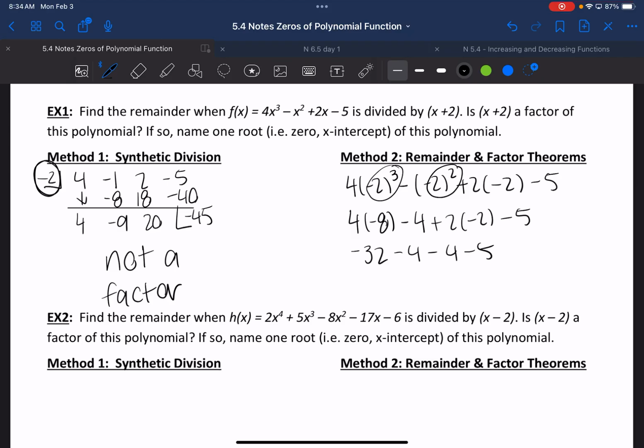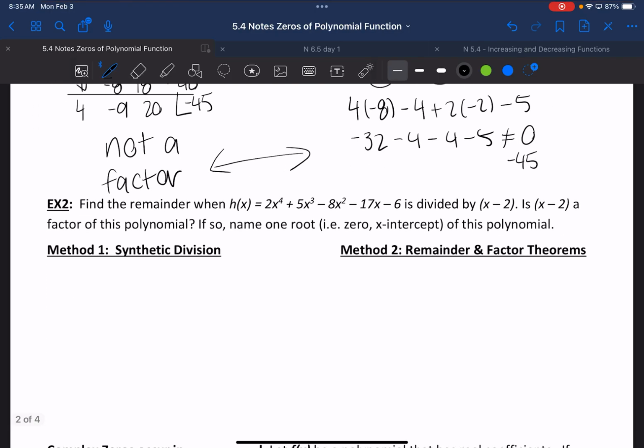But are we going to end up getting 0? No. So it does not equal 0. I believe we get, what, negative 45? Yeah, so since we do not get 0, same thing, right? These two methods gave us the same outcome, okay?